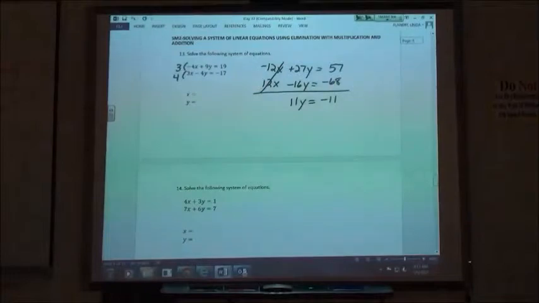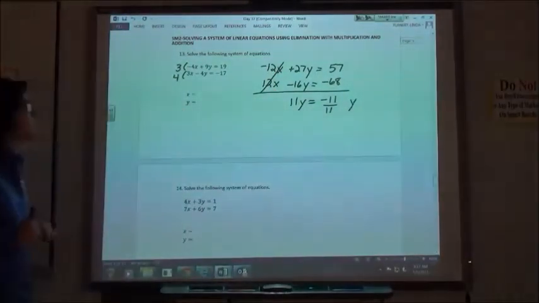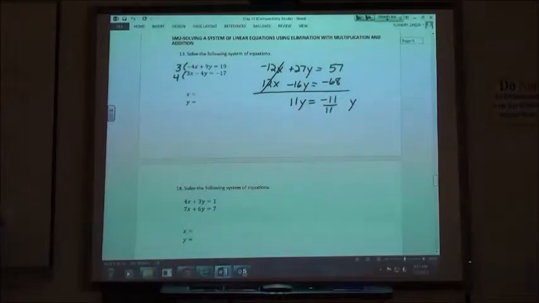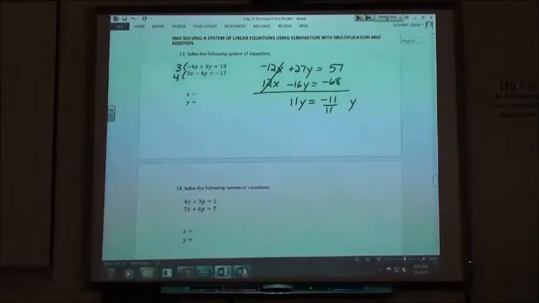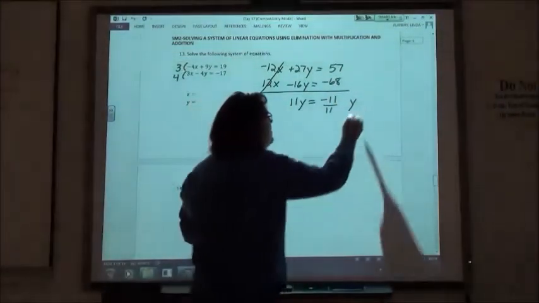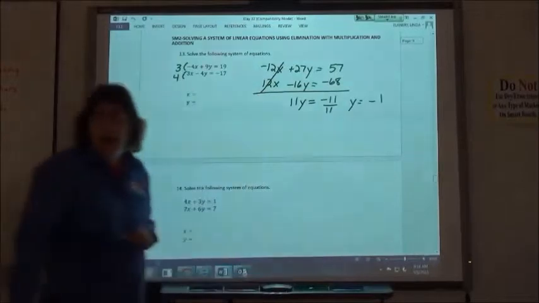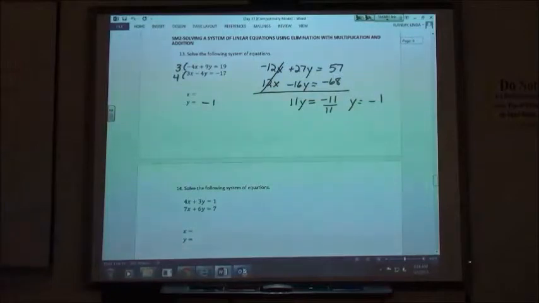Now that makes it really easy to solve because all I have to do is divide. So if I divide by 11, wait, 58 minus 68? It was supposed to be 57, you corrected me. Yes, it is supposed to be 57. So 57 minus 68 gives you negative 11. So negative 11 divided by positive 11 gives me negative 1 for my y. Y is going to equal negative 1.